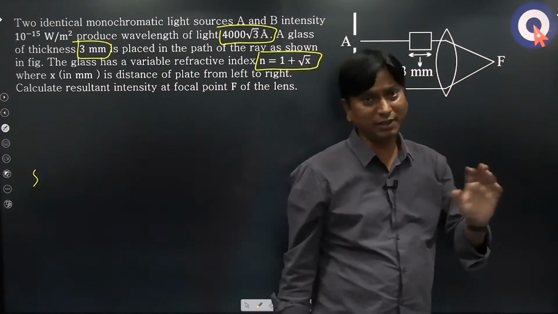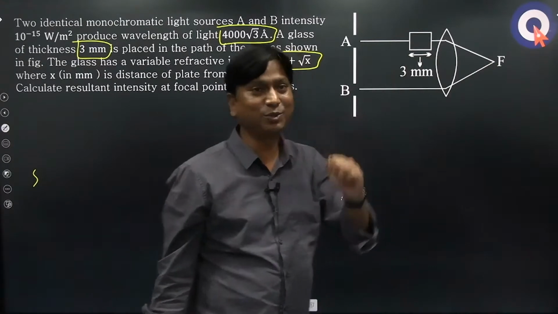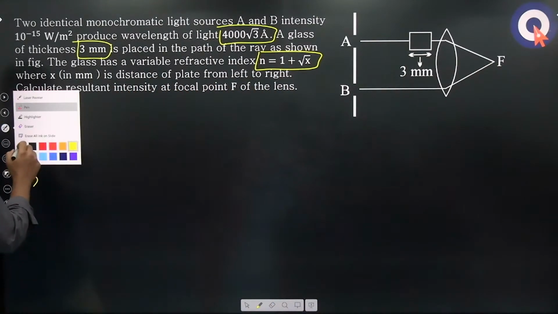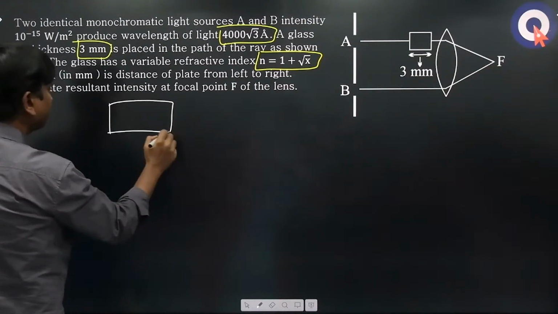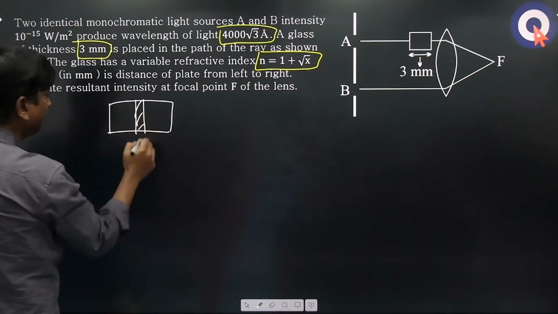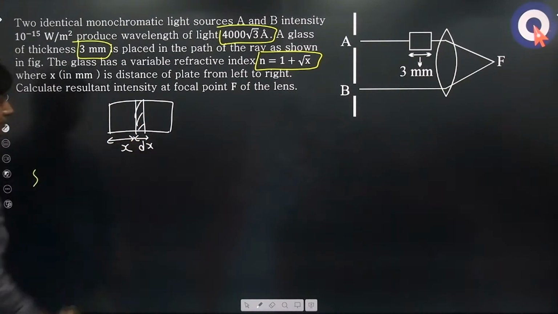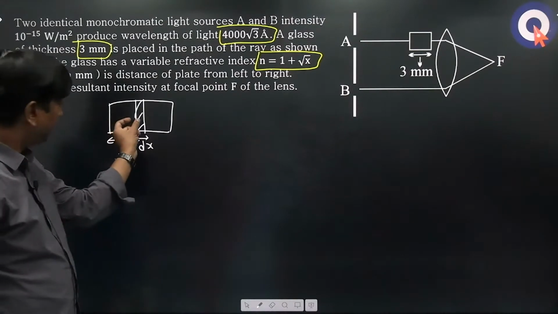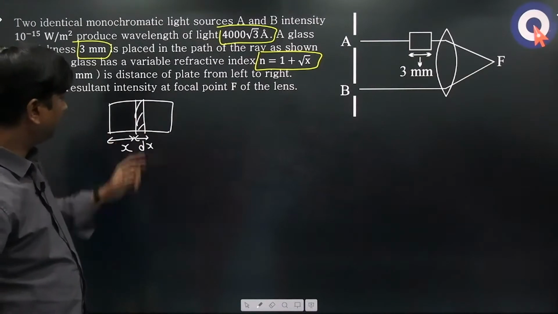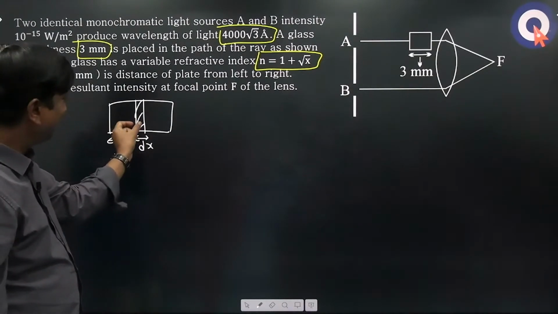So here, what is the resultant intensity? First of all, how much path difference is it going to create, let us check. You have a glass slab. Totally how much will it create? Take a small strip of thickness dx at distance x. This has a refractive index, and the distance is dx.